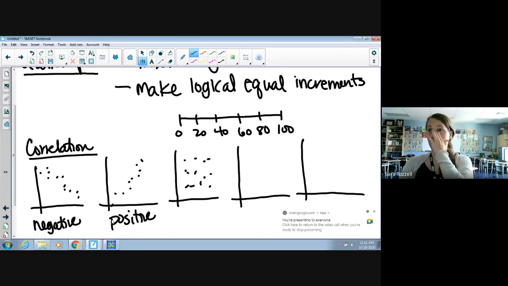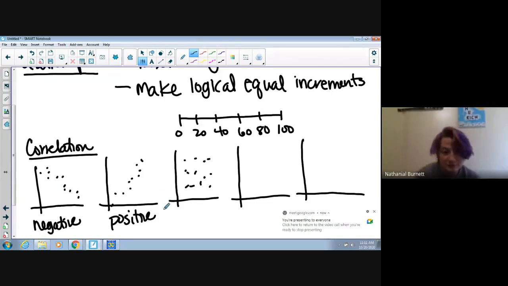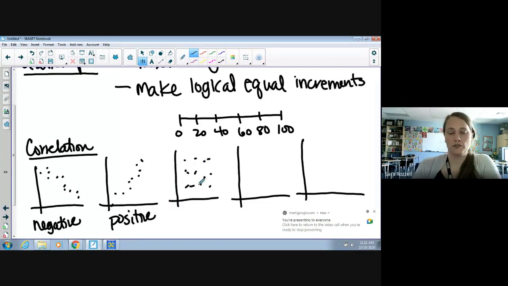All right. And our very last one, let's go with Nathan. No correlation, right. There's no rhyme or reason. I couldn't predict anything later on, so this is no correlation.